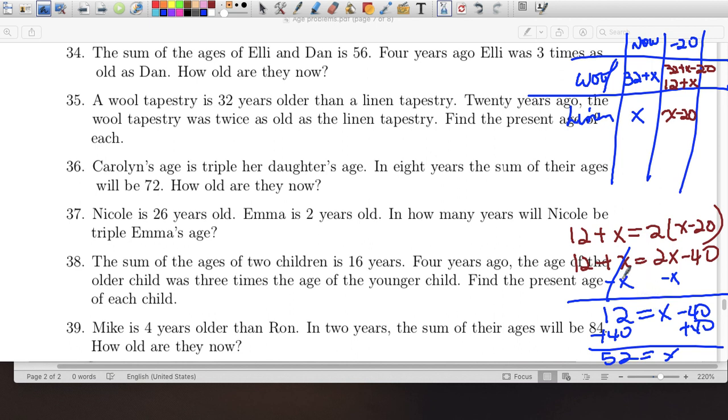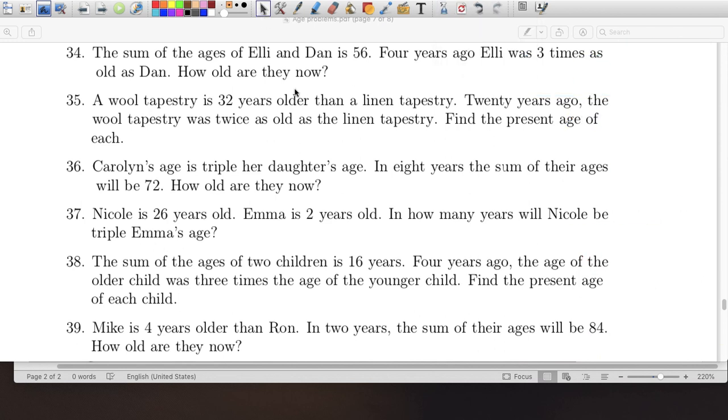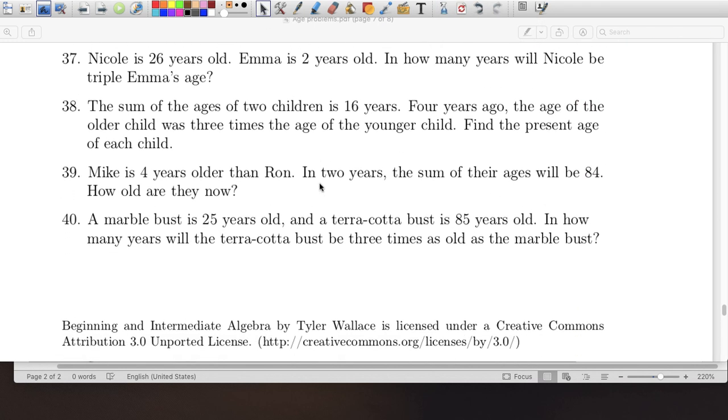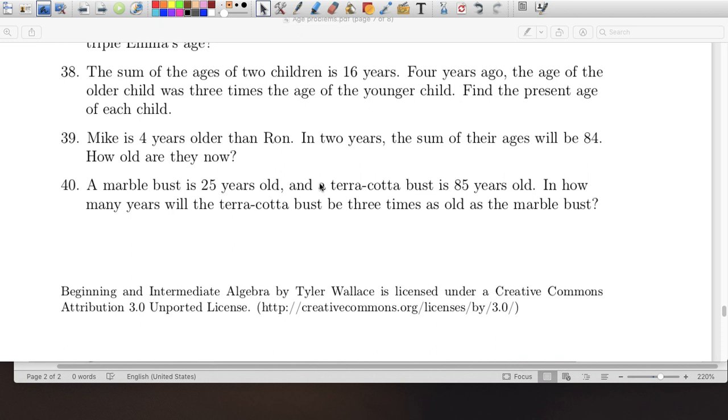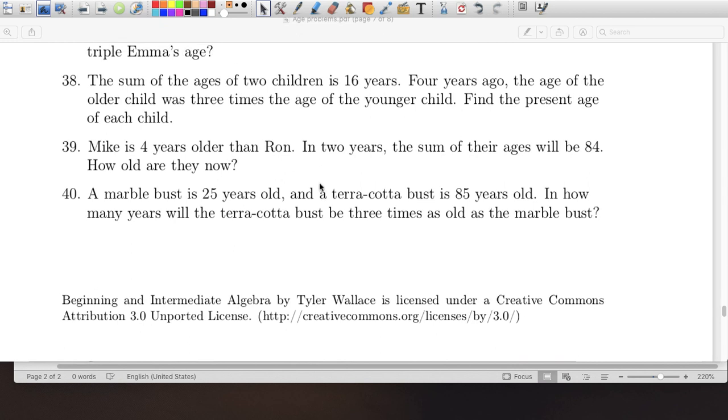So what is the question? Find the present age of each. So the linen is 52 years old. And the other one is 32 plus 52, which is going to give us 84. And those are the two ages. It looks like 38. Okay, 38.